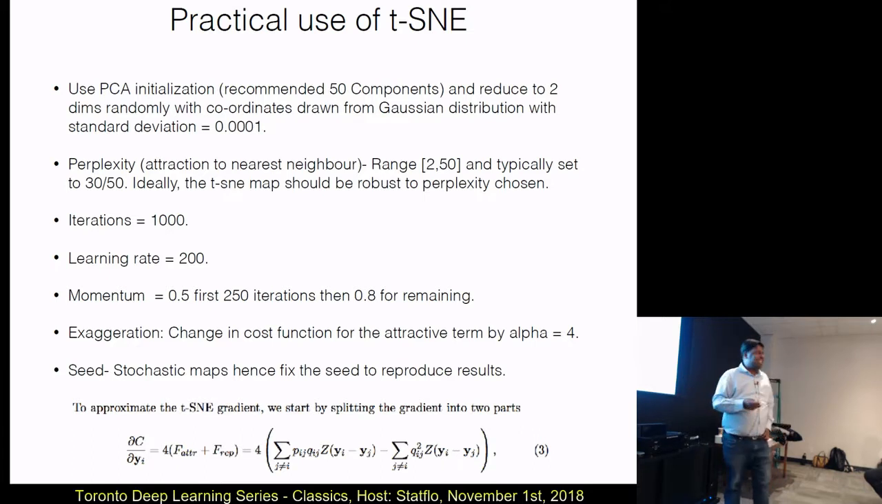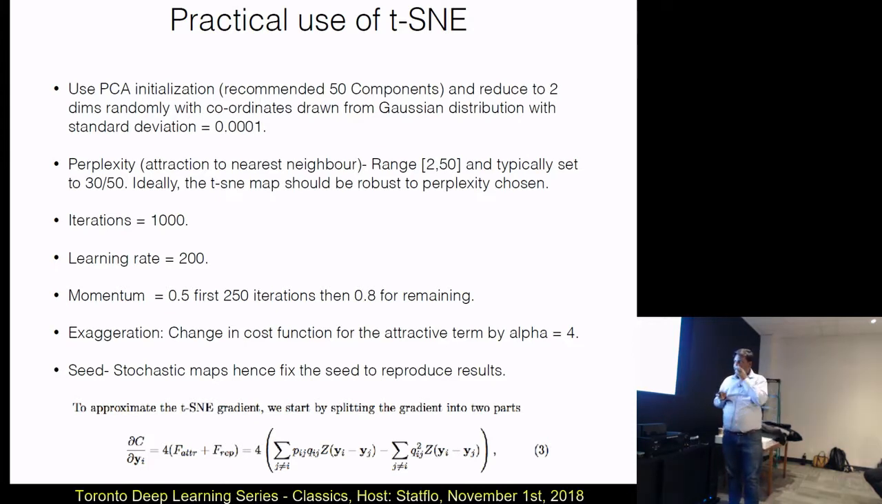The number of iterations chosen is around 1,000. Learning rate is 200. Momentum is 0.5 for the first 250 iterations, and then 0.8 for the remaining. There is something called exaggeration, which got developed only very late in the papers. This slide is only useful if you're very serious. Otherwise, for most purposes, choose PCA 50 and do scikit-learn t-SNE, one step would work.